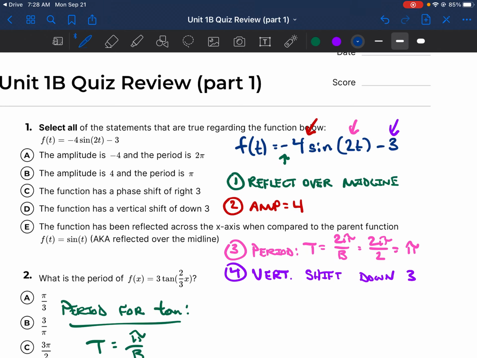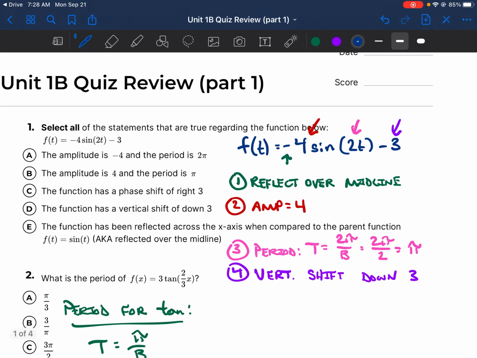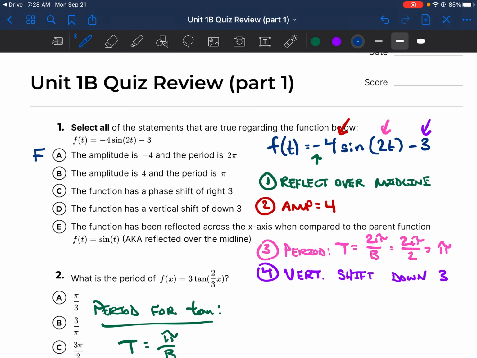Answer choice A says the amplitude is -4 and the period is 2 pi. Well, no, the period is pi and the amplitude is 4. Amplitude is always positive, so this would be a false statement. B says the amplitude is 4 and the period is pi. That's true.